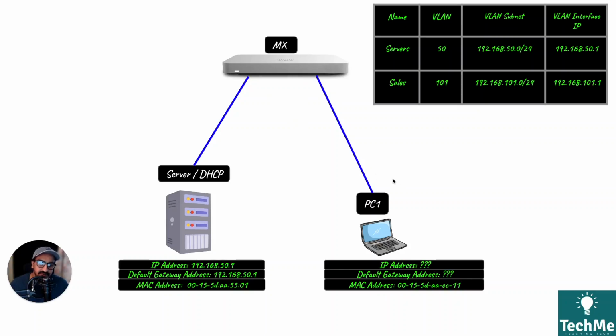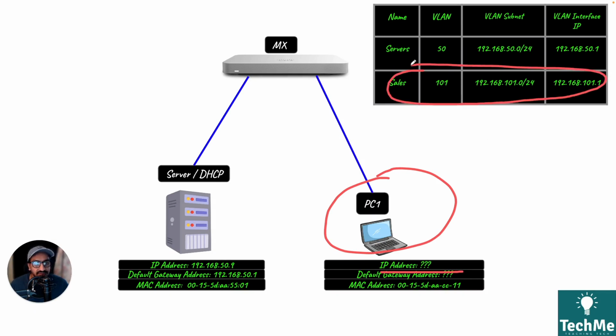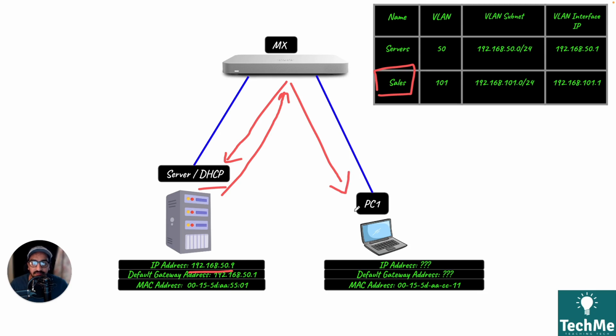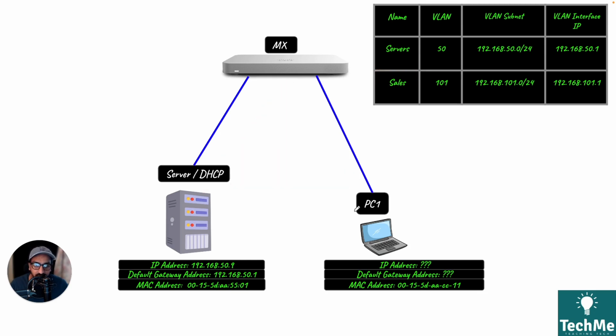So here is our basic setup, and you have PC1 and it doesn't have an IP address at the moment. What it's going to be doing, it's going to be requesting an IP address in the sales VLAN, so it will send DHCP packets over to the MX, but the MX will not be servicing the DHCP packets for the sales VLAN. It will relay them over to the DHCP server over here, which is 192.168.50.9, and the server will get back to the MX with those responses, and the MX will relay this back to PC1. So let's go ahead and go over to dashboard and take a look at my configuration.